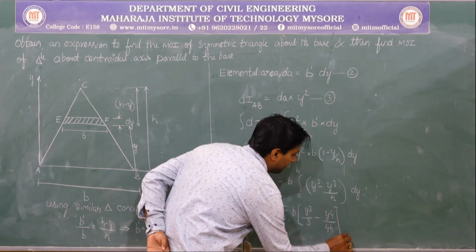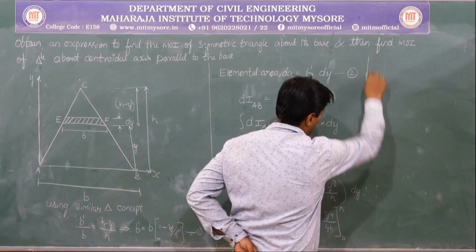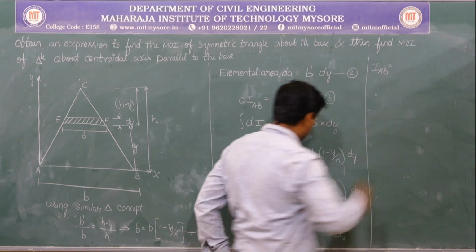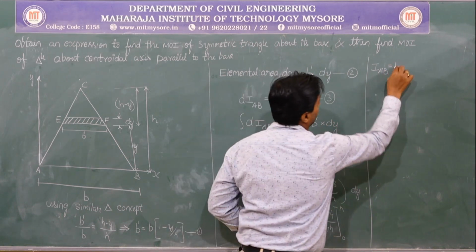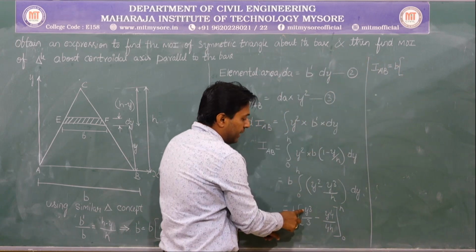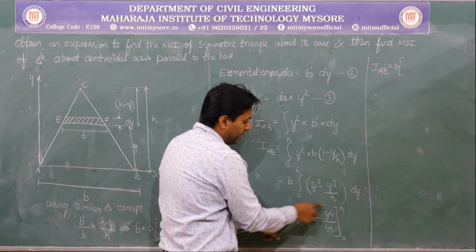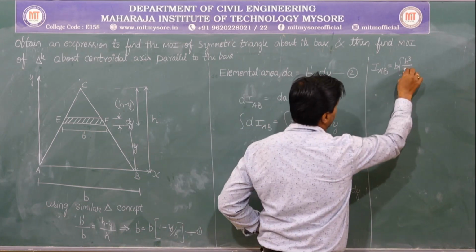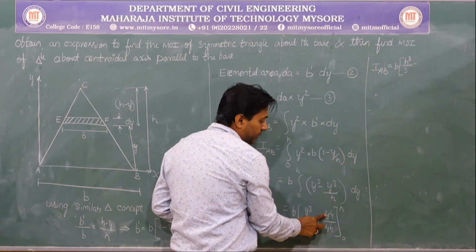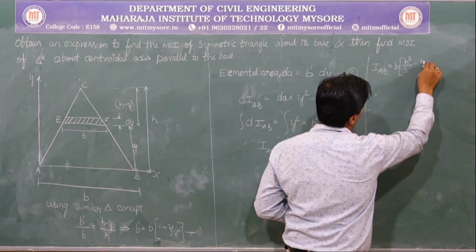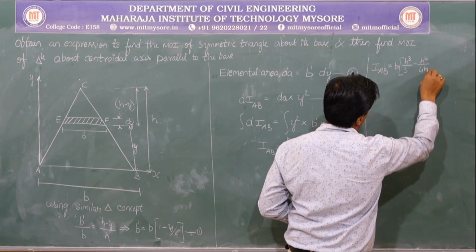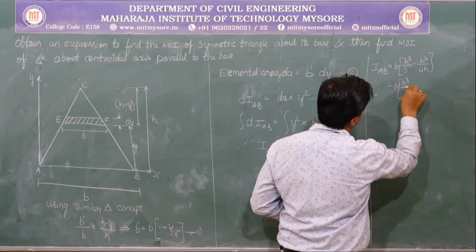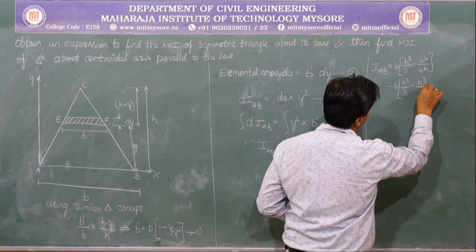Now let me apply the limits. So I_AB is equal to b, let it be the constant term outside. Next, first let me apply the upper limit. It will become h cube by 3, minus h to the power of 4 divided by 4h. So finally it will become b into h cube by 3 minus h cube by 4.